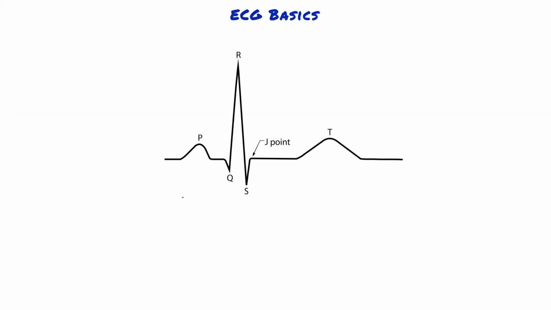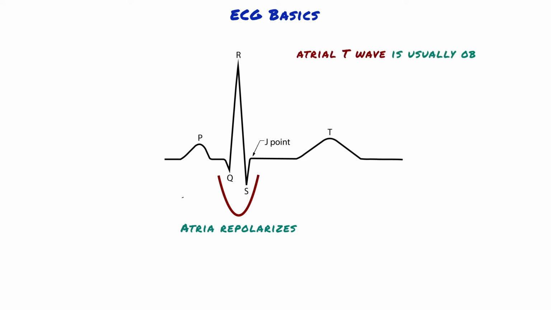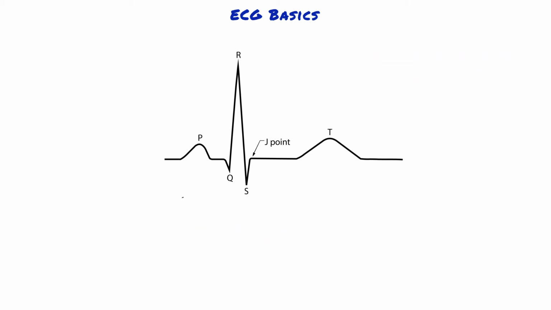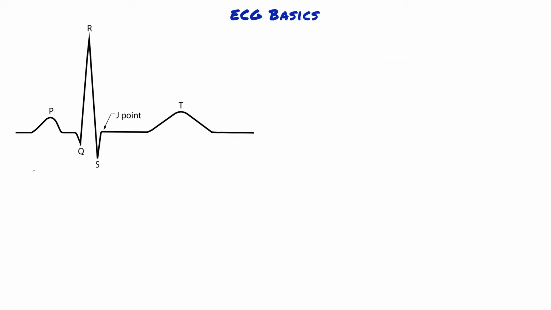Atria repolarizes approximately 0.15 seconds after the end of the P wave. This is also approximately when the QRS complex is being recorded in the electrocardiogram. Therefore, the atrial repolarization wave, known as the atrial T wave, is usually obscured by the much larger QRS complex. For this reason, an atrial T wave seldom is observed in the electrocardiogram. The ventricular repolarization wave is the T wave.